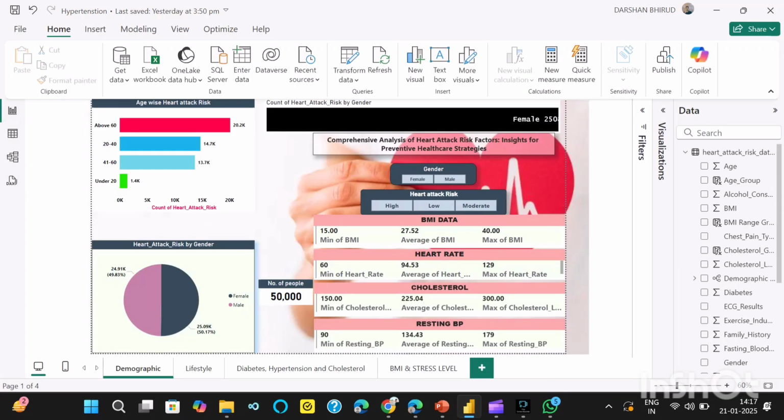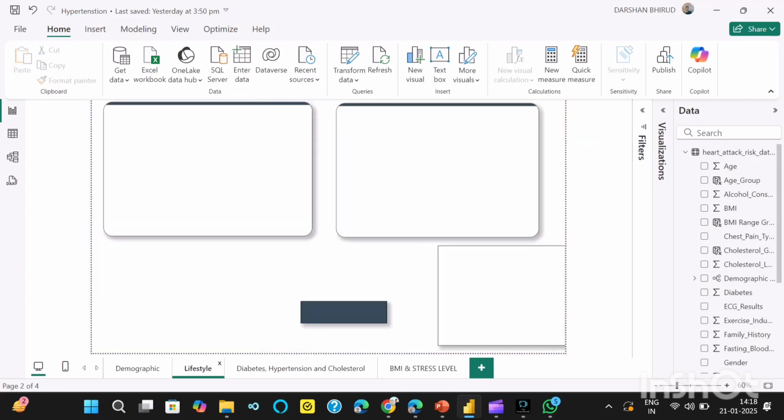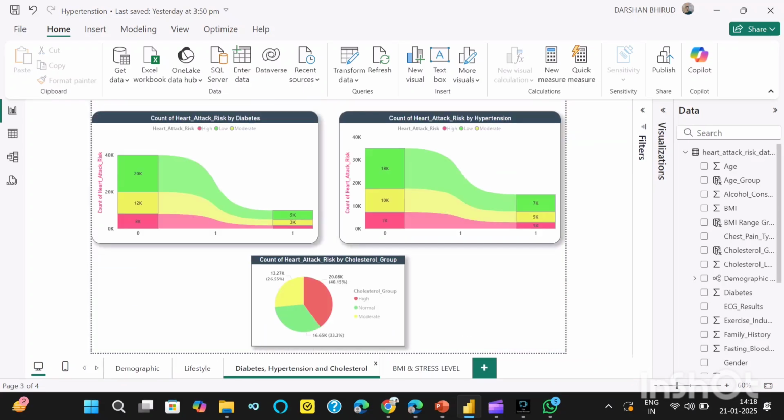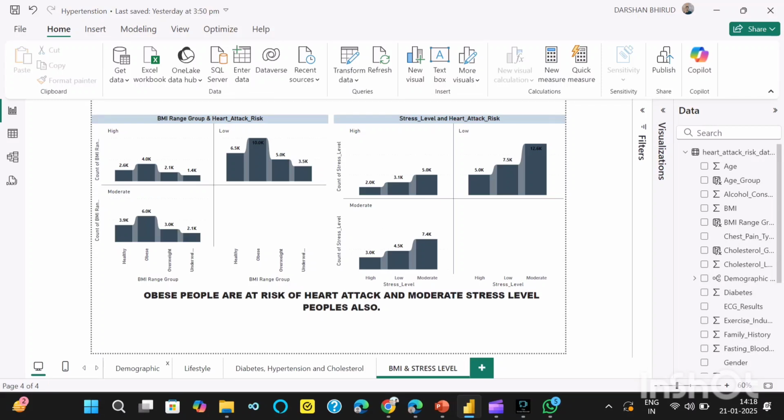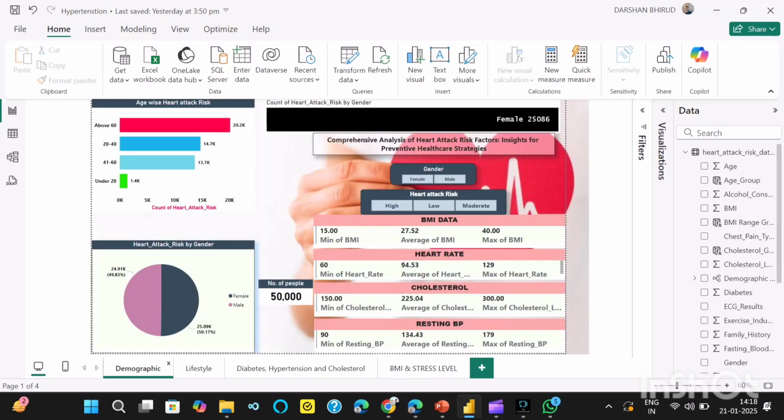So basically we can see four views here: the report view, the table view, the model view, and our DAX query view. Here in the report view, I created the report for a comprehensive analysis of heart attack risk factors, with insights for preventive healthcare strategy. This dashboard report has four pages: one is demographic, one is lifestyle, one is diabetes, hypertension, and cholesterol, and one is BMI and stress level. So let's look into this one by one.